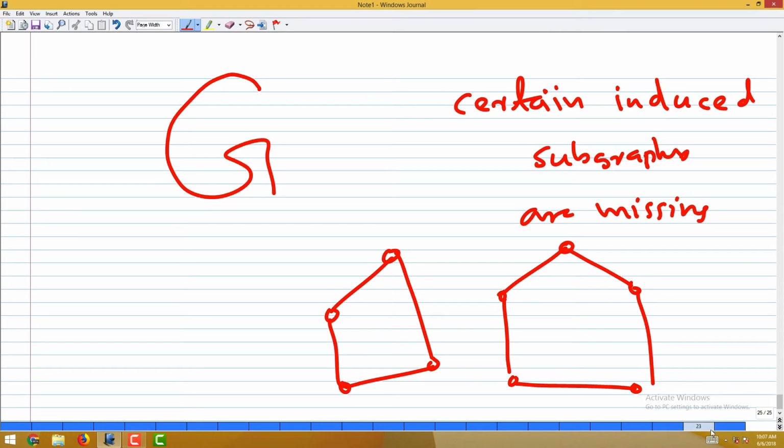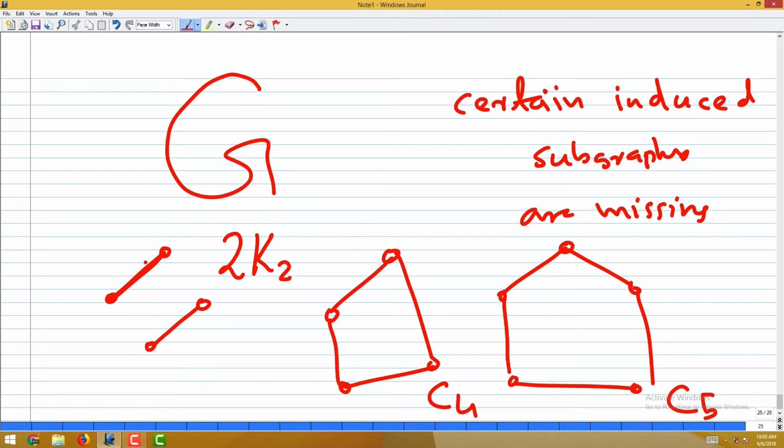C5 is also missing, because it is a chordal graph: C4, C5, C6, nothing will be there, but I will say C4 and C5 are missing. And moreover, because it is a co-chordal graph, that means its complement is a chordal graph, this is also missing. This is the so-called 2K2. K2 means a complete graph on two vertices, that means an edge. 2K2 means two edges, but just two edges is not enough. Induced 2K2.